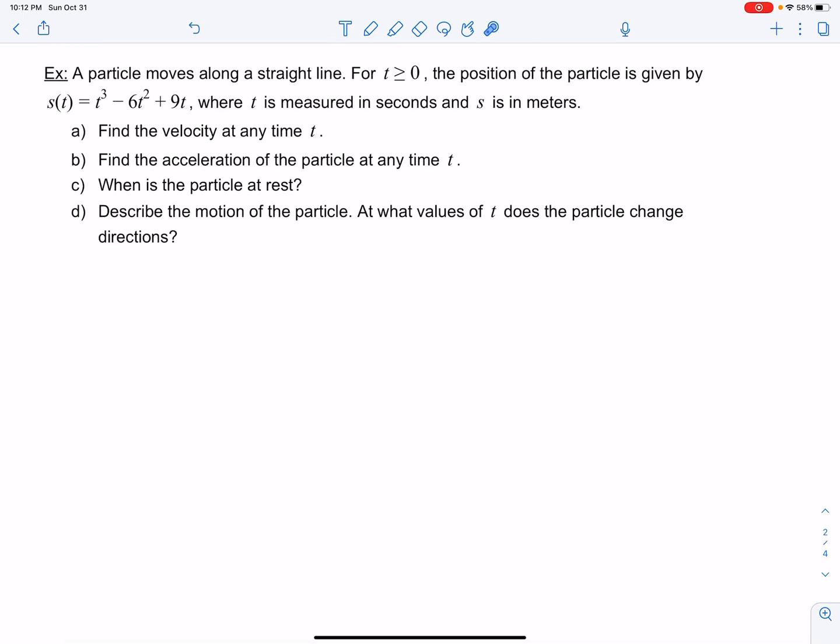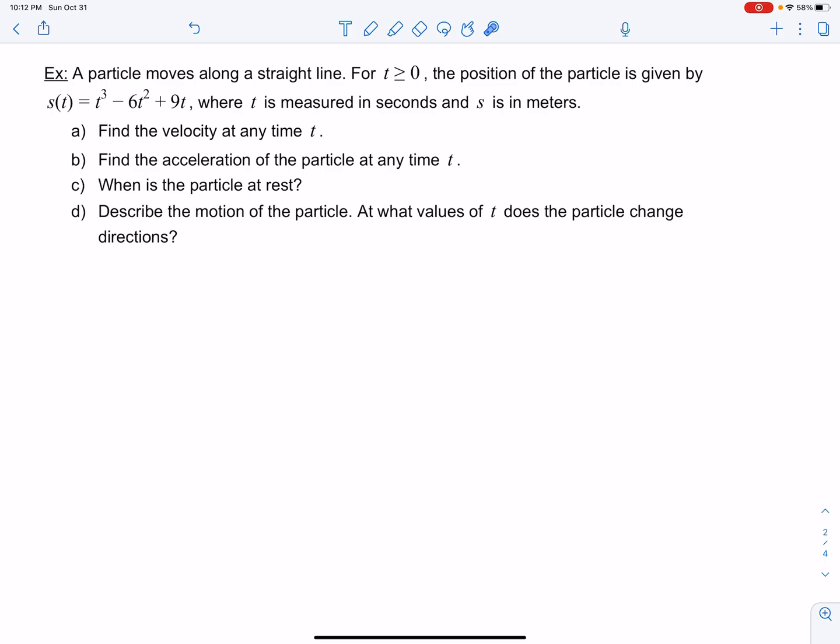So we're going to look at one example here. A particle moves along a straight line. For t greater than or equal to 0, the position of the particle is given by s of t equals t cubed minus 6t squared plus 9t, where t is measured in seconds and s is in meters.